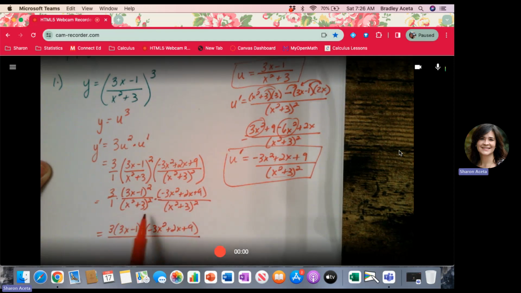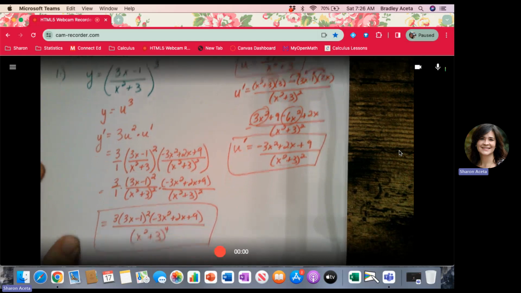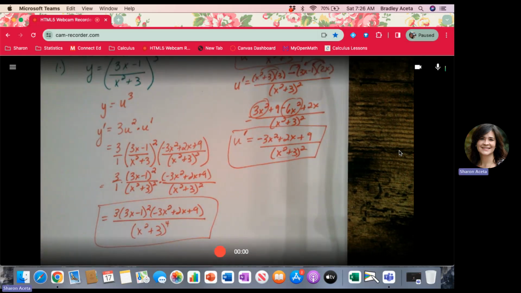But the bottom I want you to clean up because 1 times this squared times the same thing squared, well, how many of those do you have? Well, you have (x squared plus 3) to the 4th. And that is your final answer. Okay? Really simple problem. It's just cleaning it up.